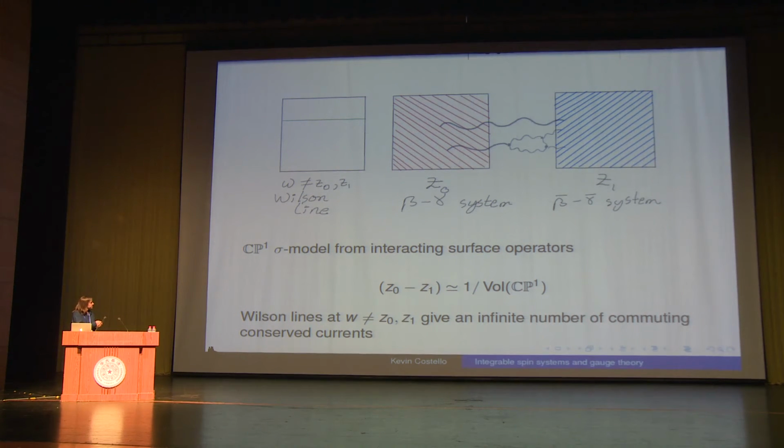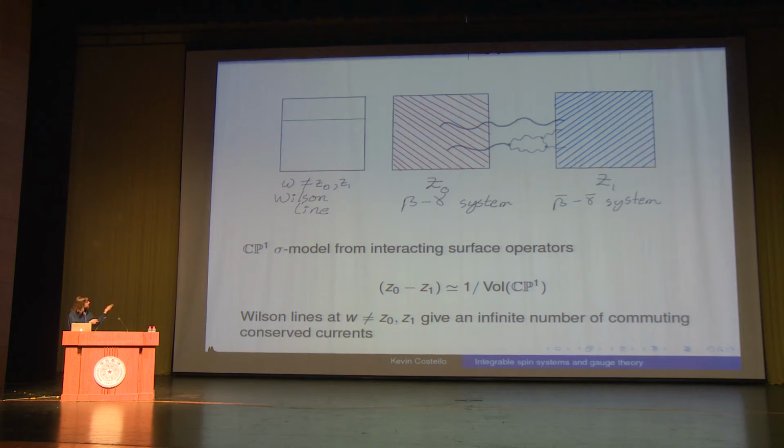Now, so this is a mistake. This should not be 1 over. The distance between them is proportional to the volume. So as these surfaces get very far apart, we're taking the large volume limit, and the theory decouples into chiral and antichiral theory.